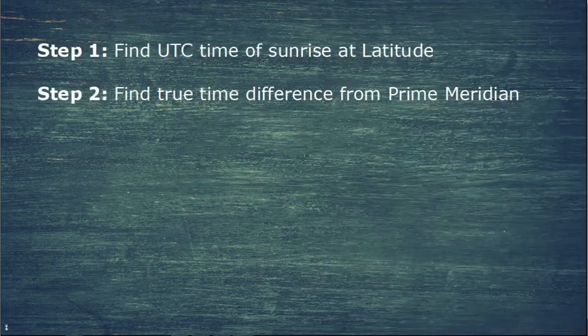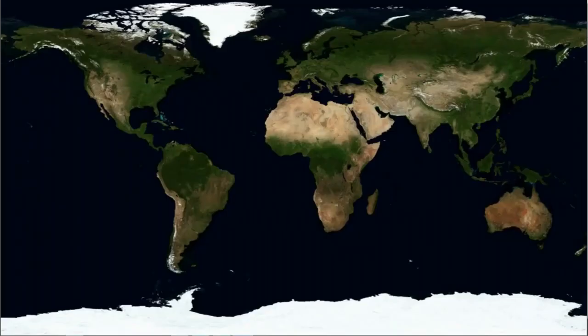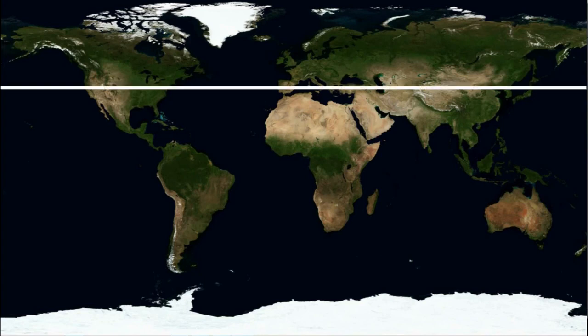We need to move on to step 2, which is to find the true time difference from the prime meridian. I think I can explain this with a picture a little bit better. What we've actually found out is the time of sunrise on this latitude. It's going to be the same time regardless of where you are in the world, but it's only going to be at that precise time on the Greenwich meridian. To find out the exact time at your particular longitude, you've got to work out the time difference celestially from the Greenwich meridian. This is what I mean by finding the true time difference.